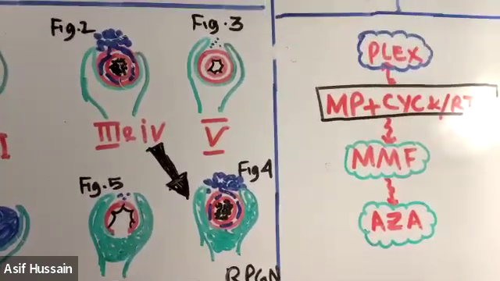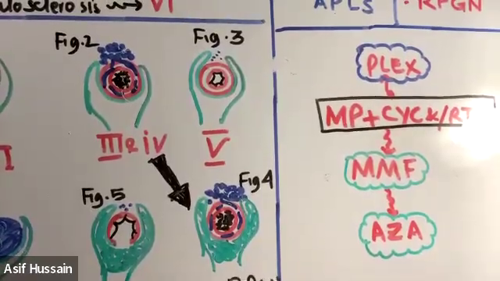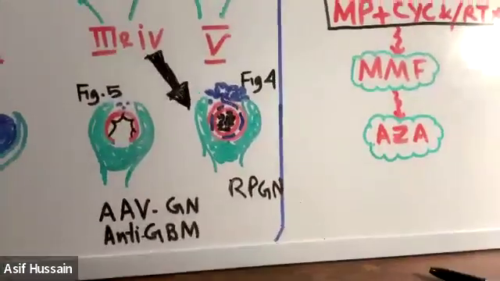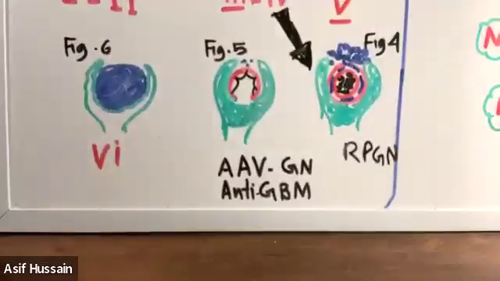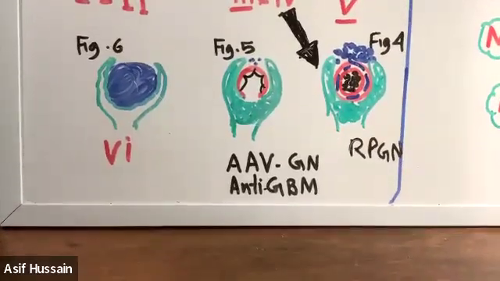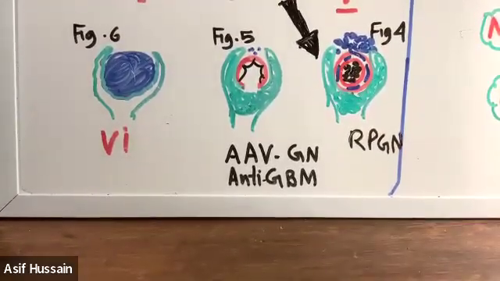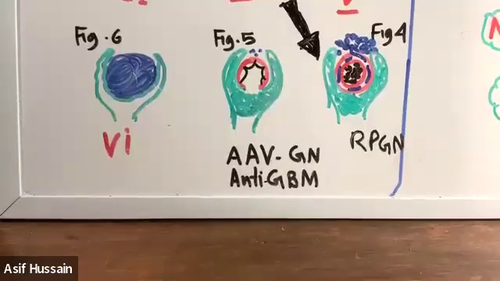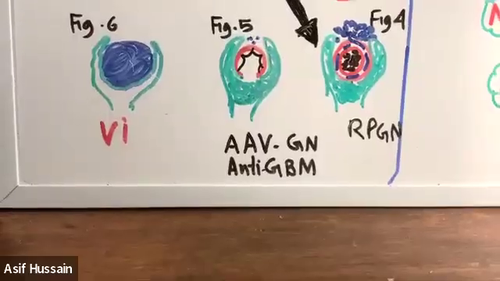Figure 3, which is stage 5, just the membrane is involved, mesangium is normal, endothelium is normal, Bowman capsule is normal. Figure 4 is a complication of severe stage 4 or stage 3, which causes crescent formation as well, and ends up in rapidly progressive glomerulonephritis. Figure 5 is just for comparison with ANCA vasculitis and anti-GBM.